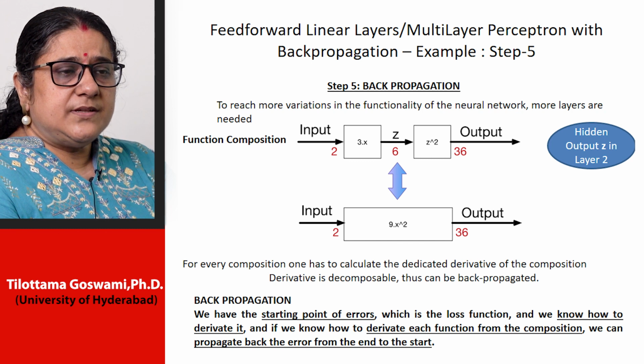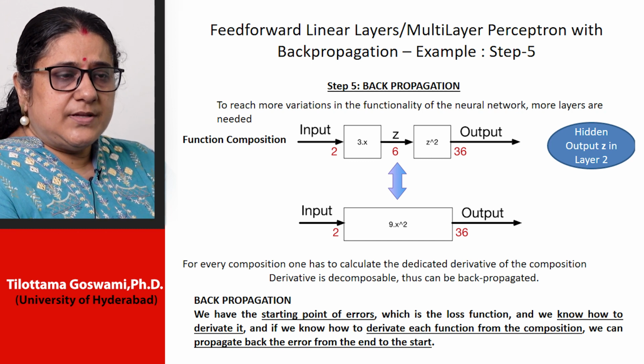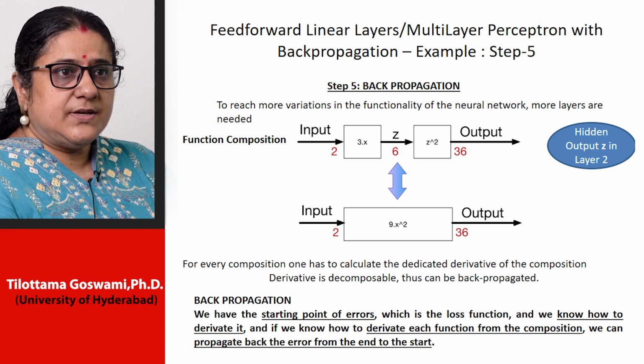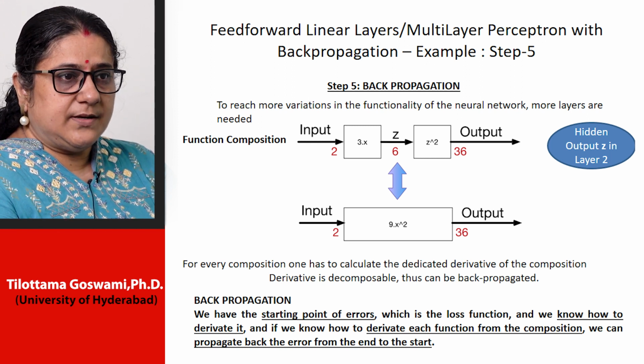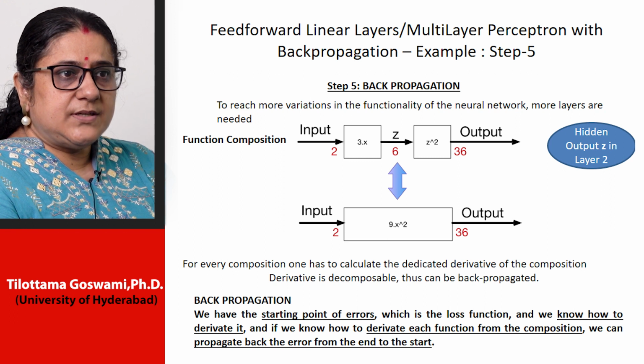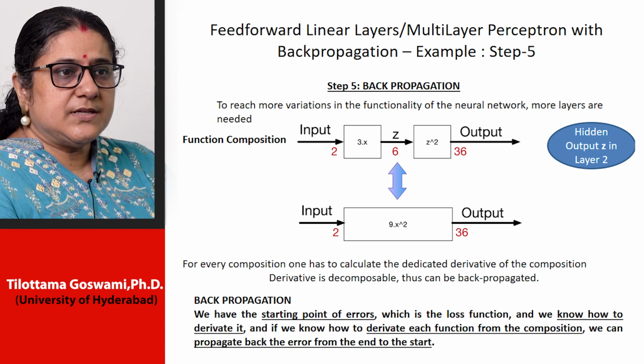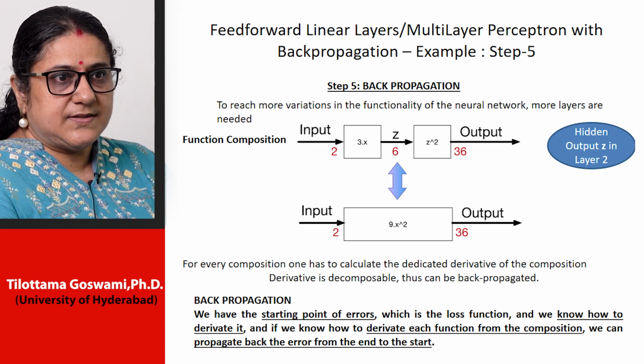Function composition in the first diagram: the input goes through the function 3x, the output goes to z squared, and then the output is obtained. This function composition can also be seen in the second one by using a function called 9x squared.